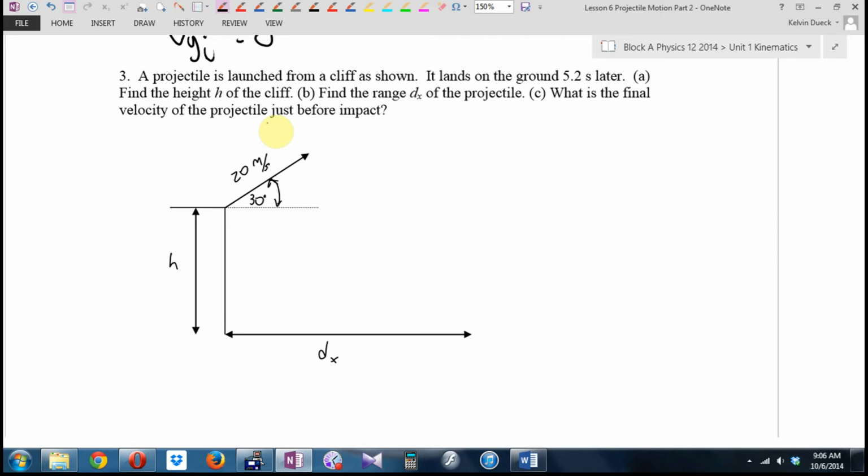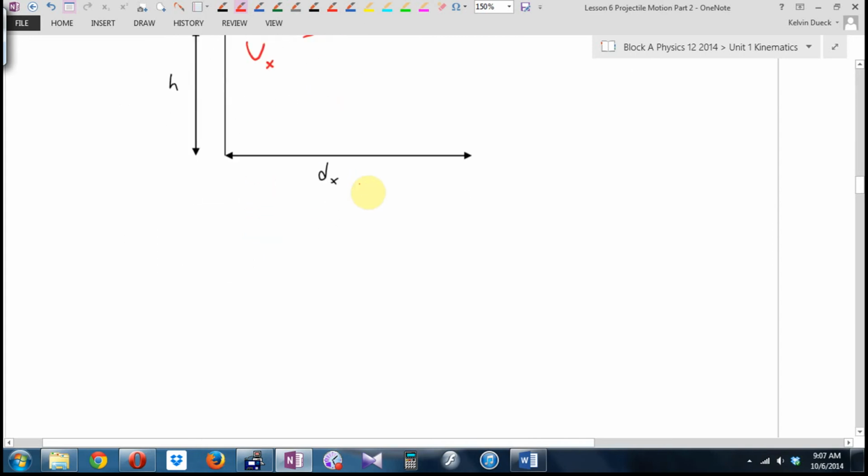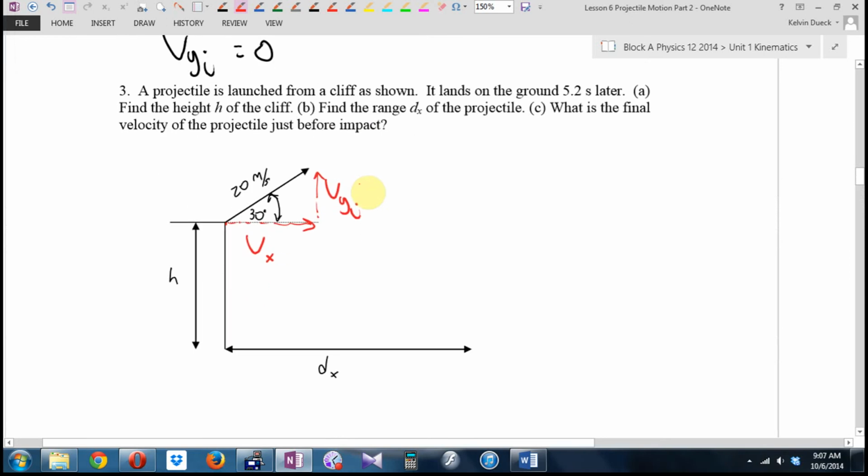Okay. What do they want me to find in part A? Height. Do you think that's vertical or horizontal? Okay. But I can't start with that 20. Why not? Do you see an angle? So what should my first instinct be with that slanty velocity? Okay, so we got our strategy here. Let's component it. How much room did I leave? Whole page? Holy schmoly. Change colors, Mr. Dueck.